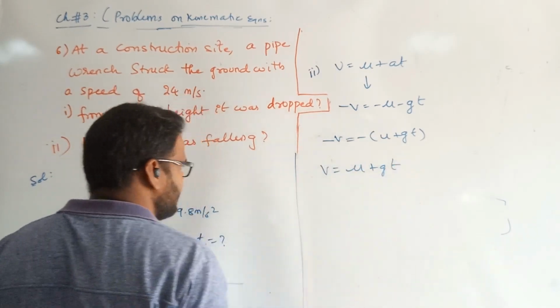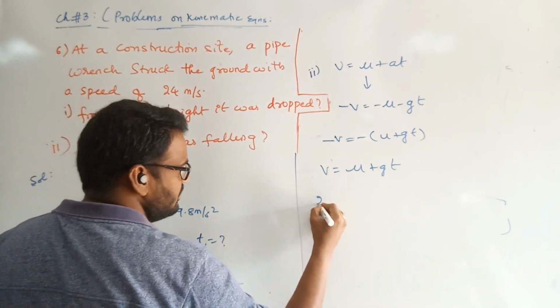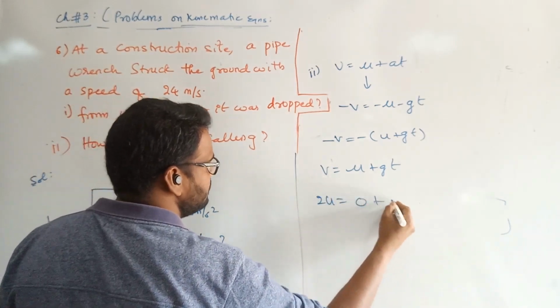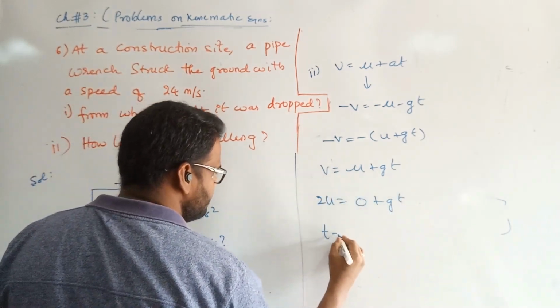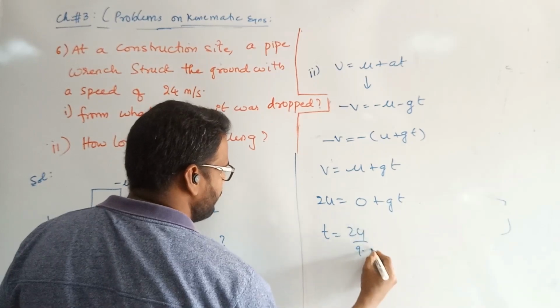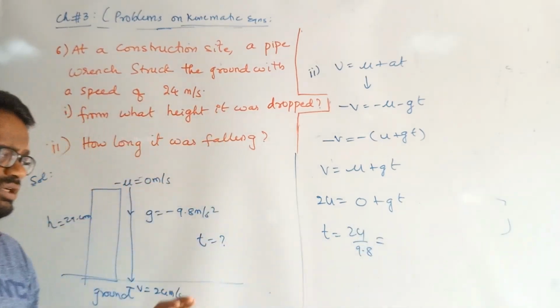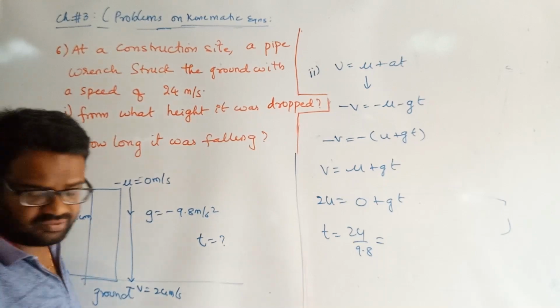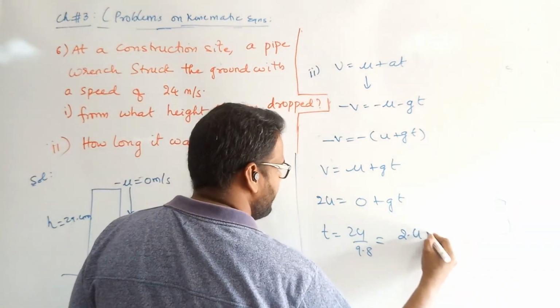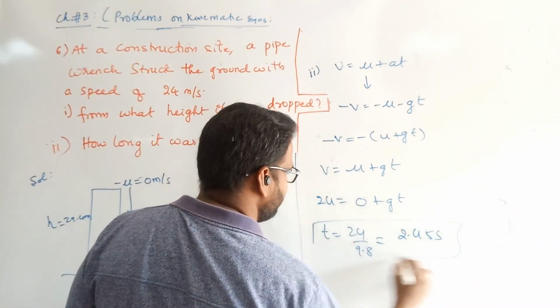Now substitute the given data, that is 24 is equals to 0 plus gt. t is equals to what? 24 by 9.8. Let us suppose it is 10, 24 by 10 is equals to 2.4 seconds, or if it is 9.8, it is 2.45 seconds. Second problem finished.